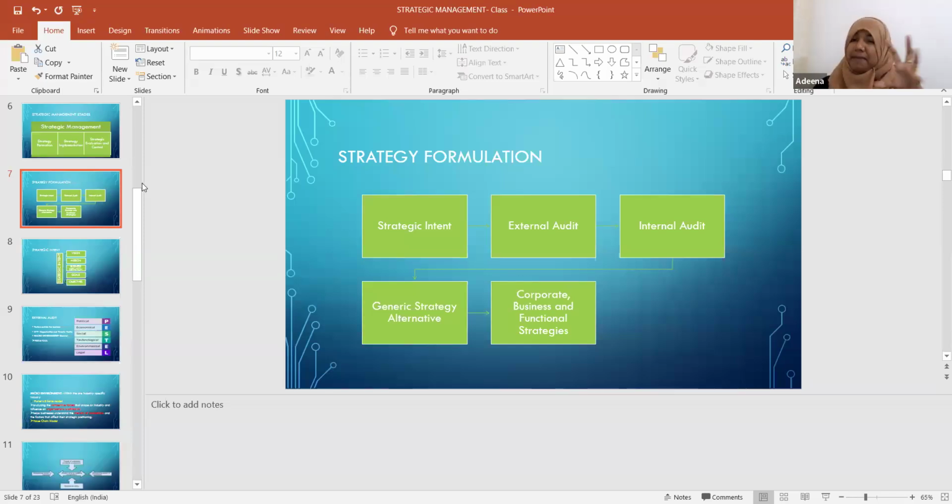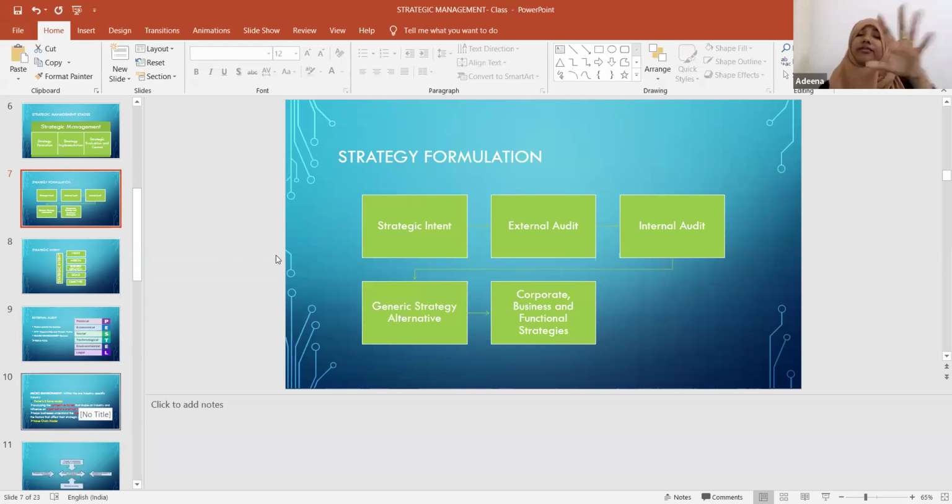Strategic intent is the basic level of strategy formation. Strategic intent comprises vision, mission, organizational definition, goals, and objectives. Vision is the founding fathers' vision for the organization. Mission is the set of processes or procedures the organization follows to achieve the vision. Then the organizational definition, that is all about the organization. Then the goals. Goals are mostly qualitative in nature, whereas objectives are quantitative in nature.